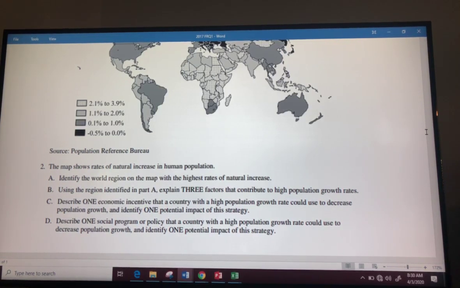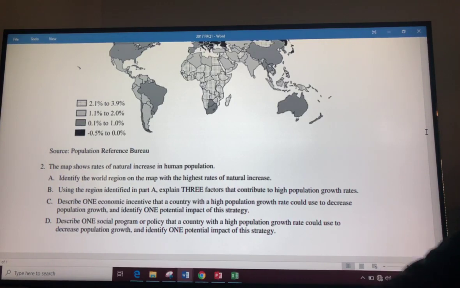And then one potential impact, the easiest way to do that is if especially poorer families are given the economic incentives, their birth rates may begin to fall, and that's a potential impact. All right? And all you have to do on the impact is identify. So that can be a short answer. At least a short sentence.